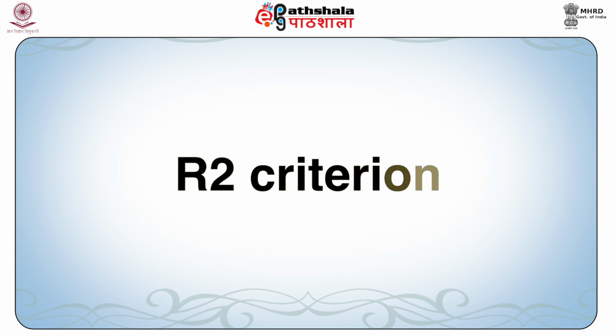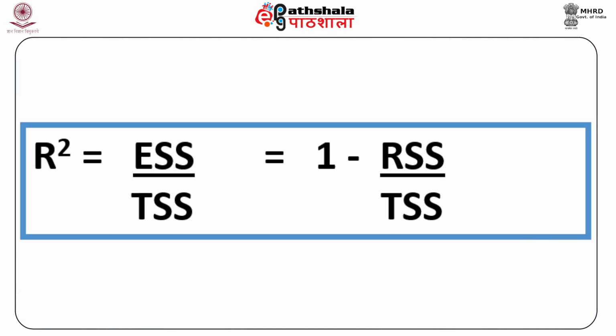The different model selection criteria are 1. R-square criterion, 2. Adjusted R-square, 3. Akaike's information criterion, 4. Schwartz's information criterion. Let's discuss some more detail about these criteria. R-square criterion. As is known, R-square measures the goodness of fit of a regression model.